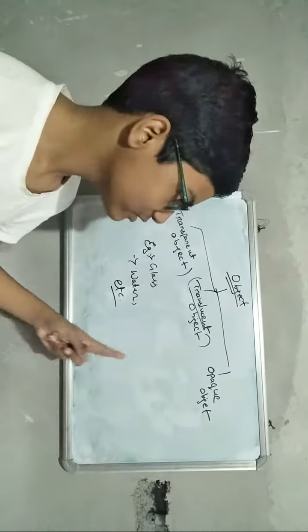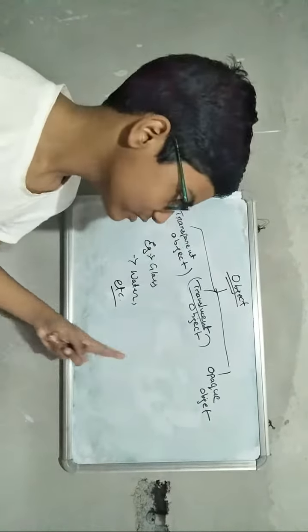So the next one is opaque object. By knowing the definition of both of these objects, you can work out what an opaque object is. The objects that do not pass the light through them are known as opaque objects. Means if I take a wooden sheet and give the light in front of it, it does not pass the light. By not passing, it blocks the light or absorbs the light.